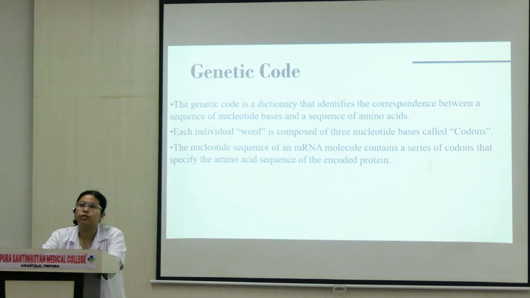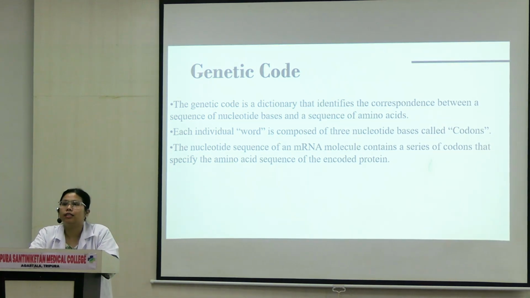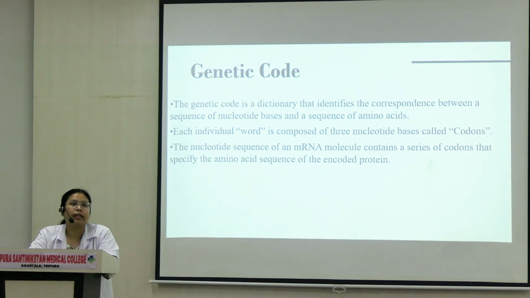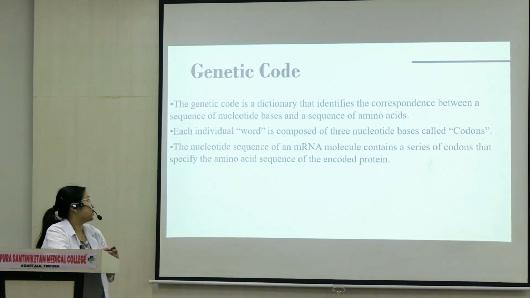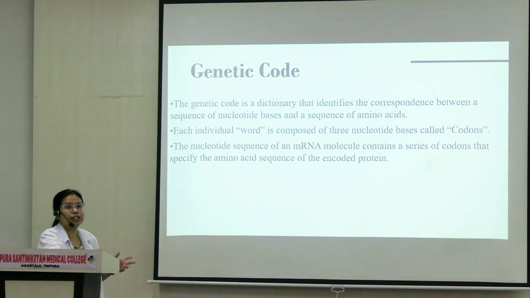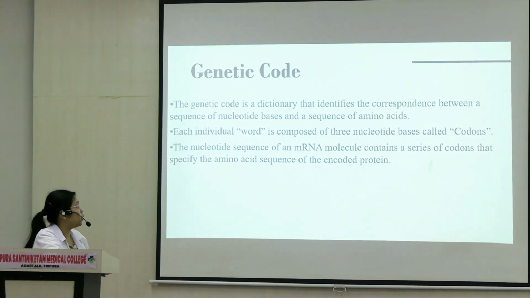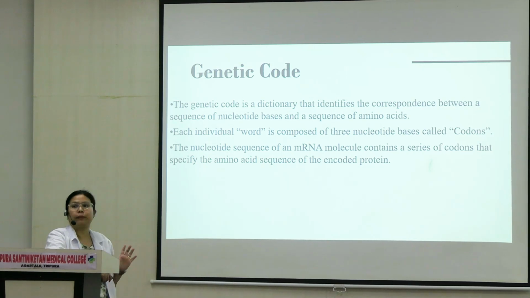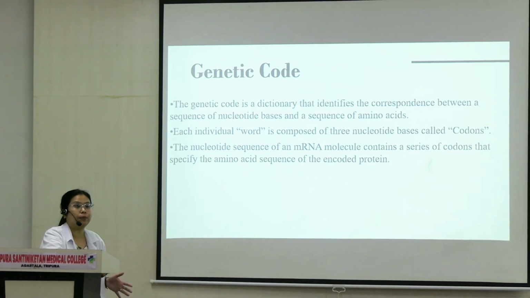This code translates into certain proteins or certain amino acids, which will then form protein through the process of translation. Okay? So genetic code is like a dictionary that identifies the correspondence between the nucleotide bases and the amino acids that are being formed.